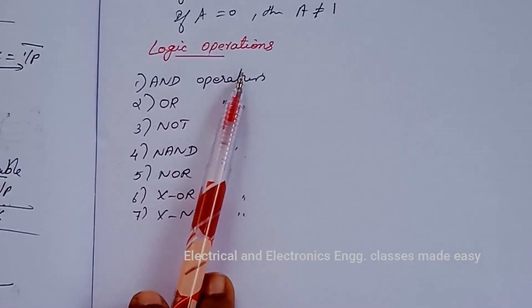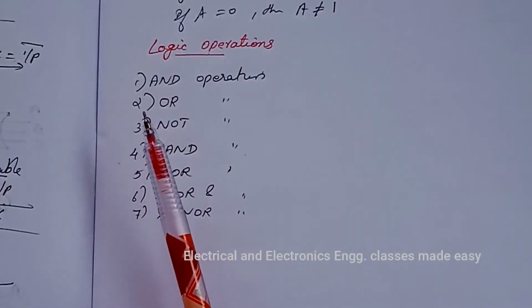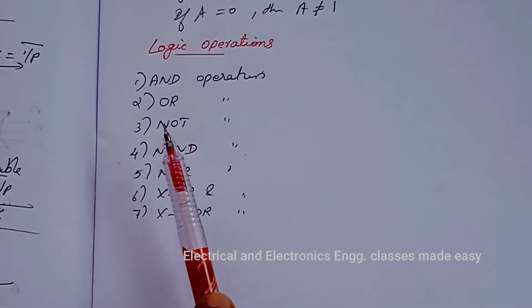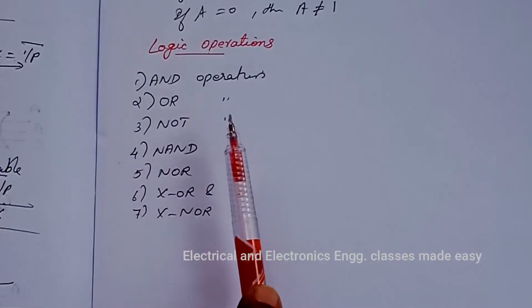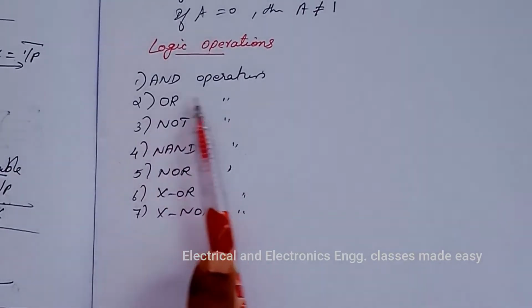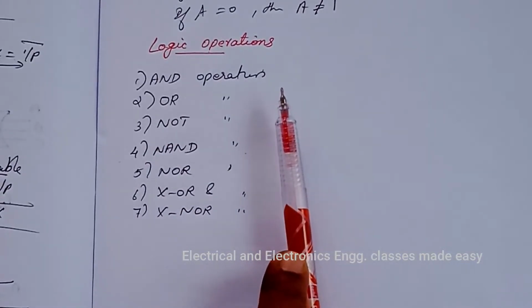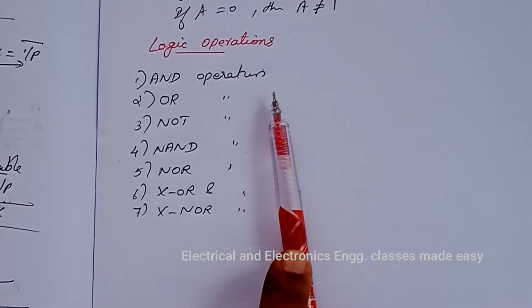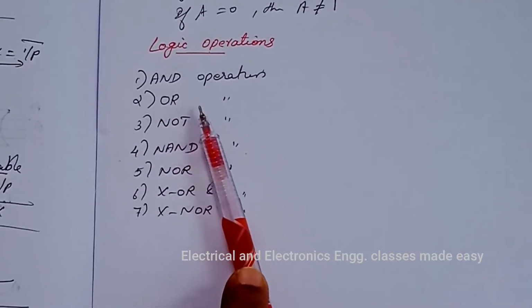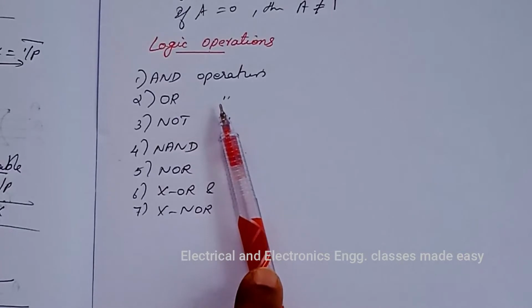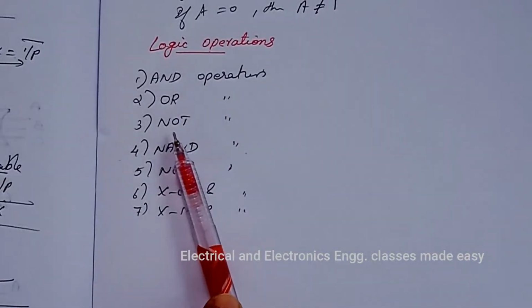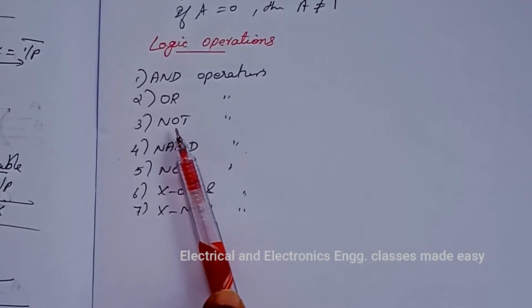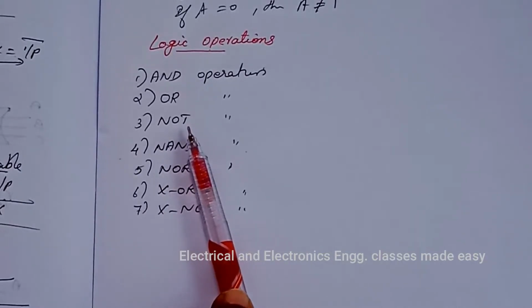Next is logic operations. The AND, OR and NOT are the basic three operations or functions that are performed in Boolean algebra. AND operation: the AND operation in Boolean algebra is similar to multiplication in ordinary algebra. OR operation: the OR operation in Boolean algebra is similar to addition in ordinary algebra. NOT operation: the NOT operation in Boolean algebra is nothing but the complementation or inversion, that is negation as performed by the NOT gate.